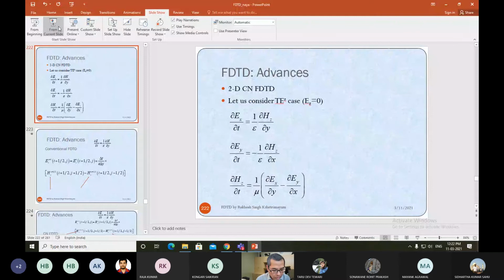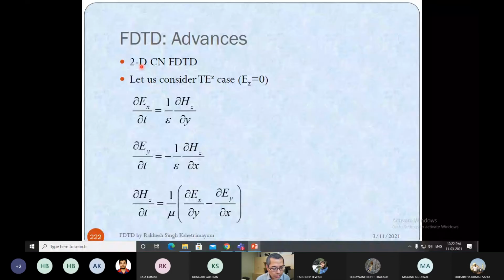Okay, so let's start the class. We have done the 1D Crank-Nicolson FDTD in the last class, and today we'll do the 2D case. 3D case I will not be doing. If you are interested, I will give you some material to study because that will be too much for you. We have another FDTD after this, so that also I'll start discussing today. So CN FDTD is an unconditionally stable FDTD, and it can give you faster FDTD programs.